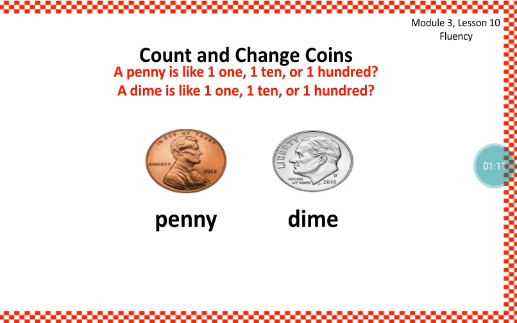Now, our first fluency, we're going to count and change coins. A penny is like 1, and a dime is like 10. Let's take our pennies to be ones, and let's take our dime to be tens. So if we say ten, we are talking about what?